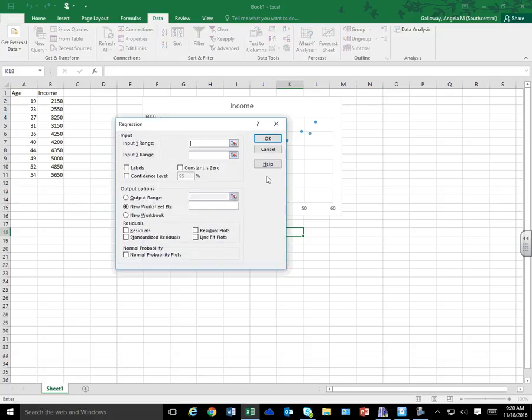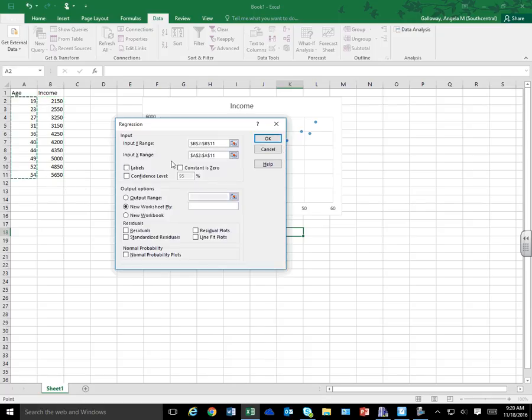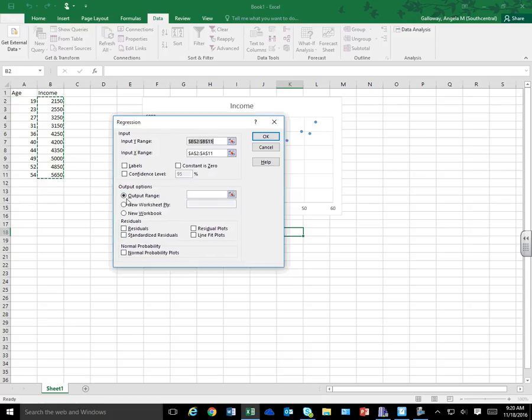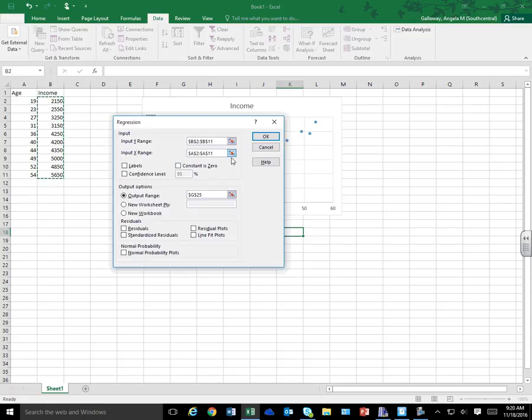I want my input, the Y. Make sure you put in your Y's first. It asks for the Y's first. So here's my Y's, and then my X's. Where do you want your data to come out? I just want it right here. That's fine. Oh, and I clicked the wrong thing. When you click that, make sure that your cursor is in the actual box. Otherwise, it's going to go to where you were. So my output range, I want to be here. I'm going to go back here and get my Y's again because I messed that one up.